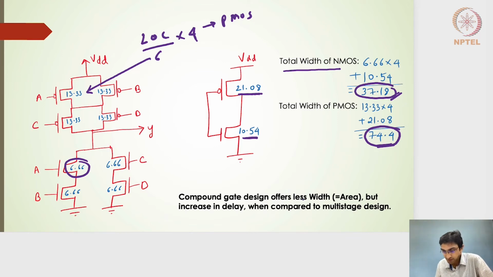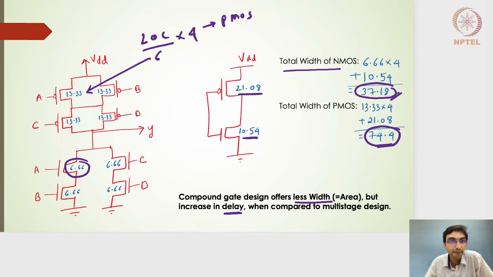So the compound gate design offers actually less width, which will indirectly help in having less area. So having a very compact footprint of the design. But of course, we will have to compromise in the delay when compared to that of the multi-stage design. Right. So this is one such perspective that has been given. The output remaining the same, the input gate sizes are the same, the output load capacitance being the same, but still we have two designs, one giving better delay results, the other one giving better area results. Right? So hope you have understood this.